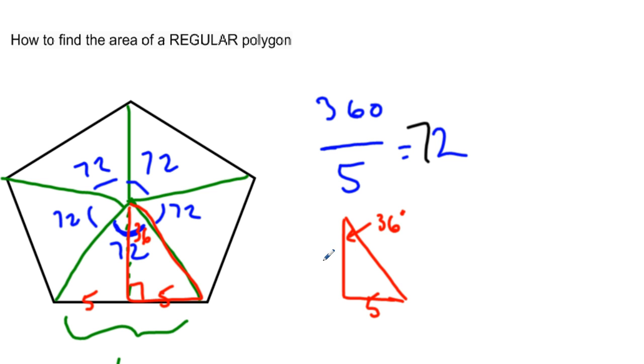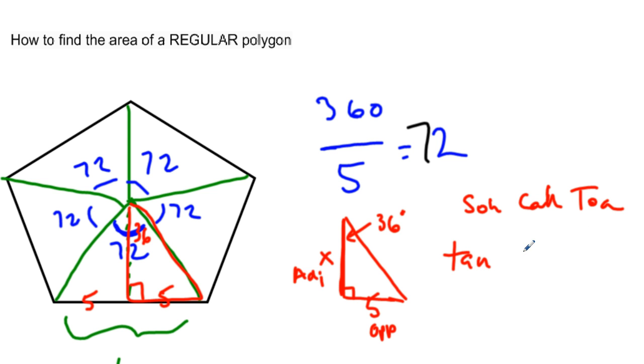And maybe some of you are starting to make connections about how you're going to be able to figure out this height right there. Hopefully you're thinking sine, cosine, tangent, SOHCAHTOA stuff. So you ask yourself, is this opposite, adjacent, or hypotenuse? Well, this one's going to end up being adjacent. This is going to be opposite, so it ends up being tangent. And tangent's what it's always going to be, no matter what shape we're doing, as long as it's a regular polygon.